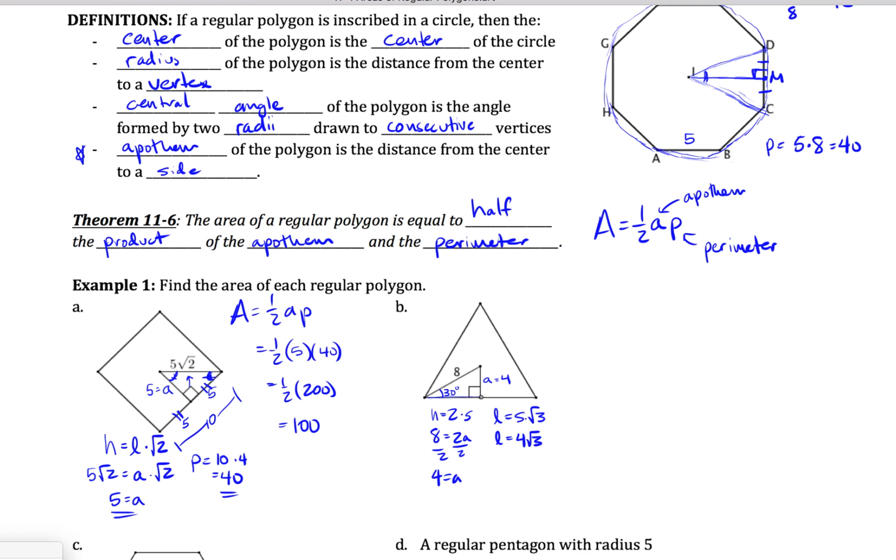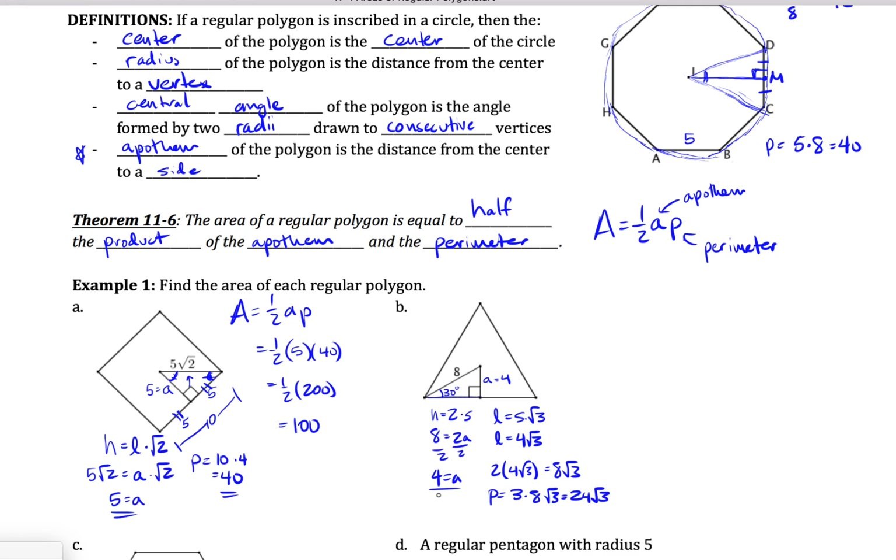If this part of it is 4 square root 3, and remember the apothem bisects each side, that would mean that the total side length is going to be 2 times 4 square root 3, or 8 square root 3. And if one side of this triangle is 8 square root 3, then the perimeter will be 3 times 8 square root 3, which is 24 square root 3. Now you could do this as a decimal if you wanted, but I'm going to leave it in radical form.